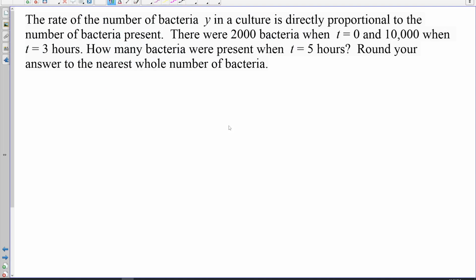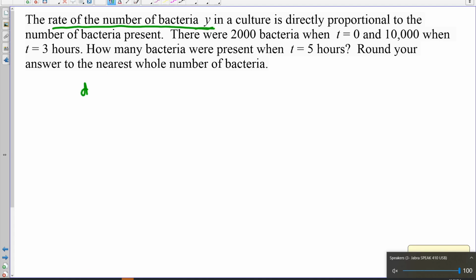Okay, the rate of the number of bacteria Y in a culture is directly proportional to the number of bacteria present. So they're telling us that the rate of the number of bacteria in a culture, which is going to be called Y, is dy dt. It's proportional to, so that means it's equal to k times something. And what it's proportional to is the number of bacteria, but the number of bacteria is represented by Y. So the rate is proportional to the number of bacteria.